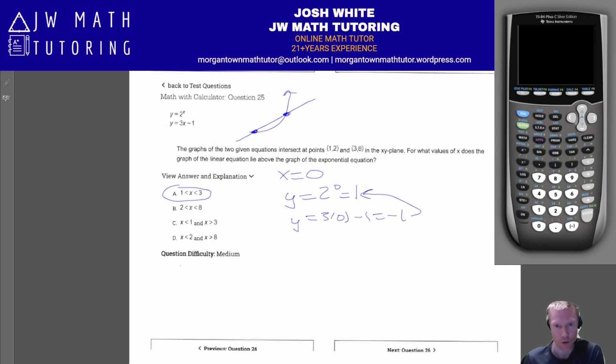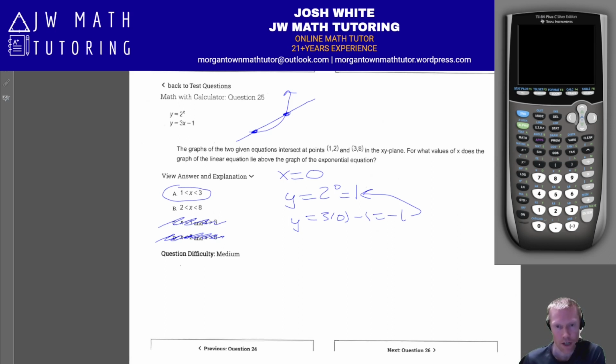So therefore, we could eliminate C because it has x less than 1, and D, it has x less than 2, because 0 is in both of those. Also, just one thing to be aware of, technically C and D could have been eliminated just by looking at them because they have the word and, but the two inequalities do not overlap. So technically there's no points that are both less than 1 and greater than 3, or less than 2 and greater than 8. So even if you didn't go through what I just did with testing a point, you could have eliminated them right off the bat because they don't overlap.